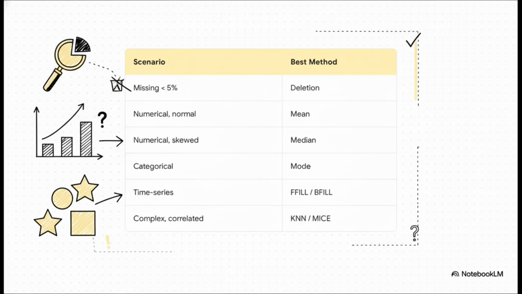You can think of this table as your detective's cheat sheet. So if you're missing less than 5% of your data, you can see here just deleting it is often a safe bet. But for skewed numerical data, like income, where a few super high earners can totally throw off the average, the median, that's the middle value, is a much better choice. For categorical stuff like city, you'd use the mode, the one that shows up the most often. And for the really complex cases, you might use advanced techniques like KNN, which is pretty clever. It looks at similar data points to make its guess.